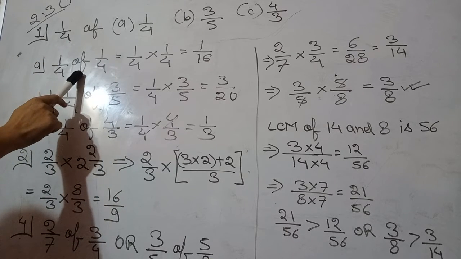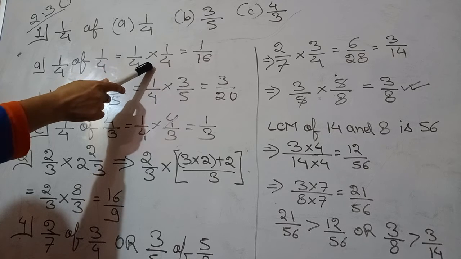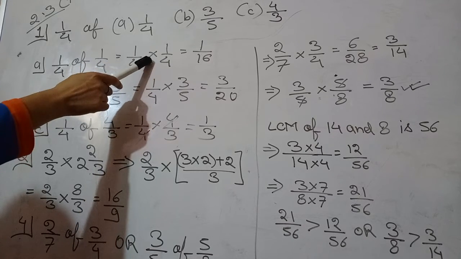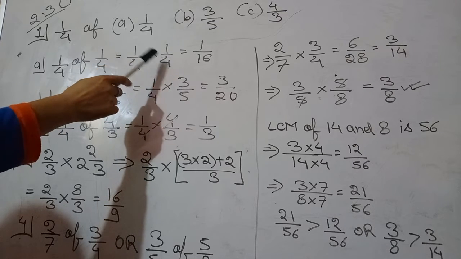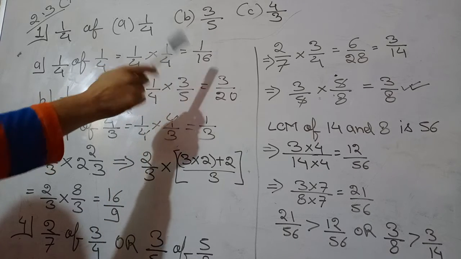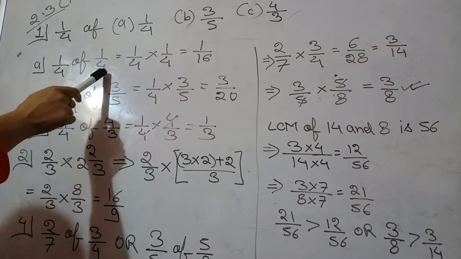When we have to eliminate "of", simply we will write down the multiplication sign. So 1 by 4 of 1 by 4: numerator to numerator, denominator to denominator. 1 ones are 1, 4 fours are 16. So this is 1 by 16.